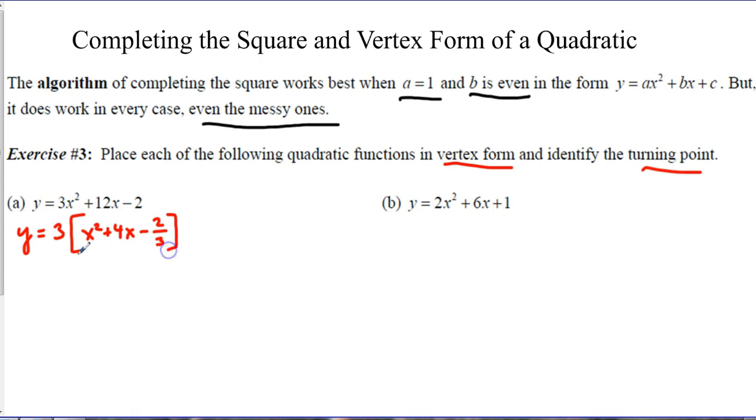2/3. All right, we can handle that. I'm just kind of bracketing this in. Now I'm going to do what I did before. I'm going to identify the portion x squared plus 4x, just that piece, minus 2/3. I'm going to kind of separate out those two pieces. And I want to complete the square for the x squared plus 4x.